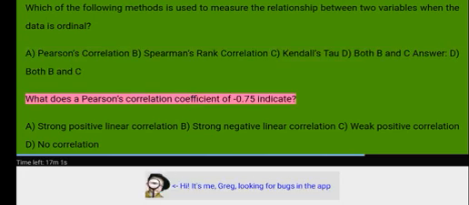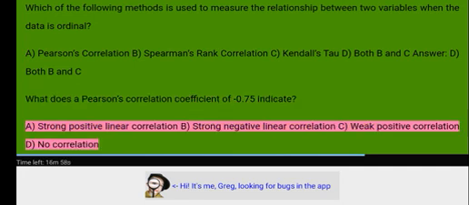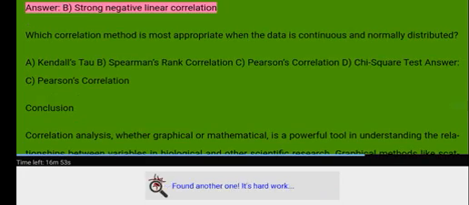What does a Pearson's correlation coefficient of -0.75 indicate? A. Strong positive linear correlation. B. Strong negative linear correlation. C. Weak positive correlation. D. No correlation. Answer. B. Strong negative linear correlation.